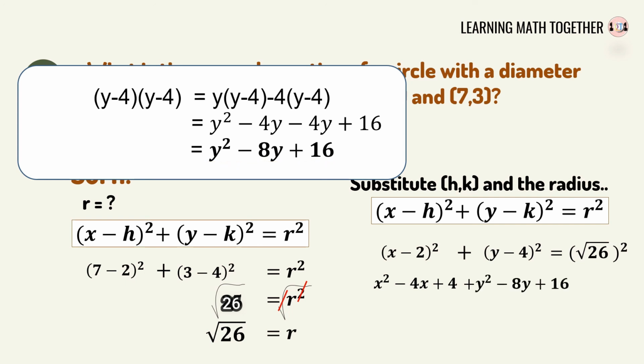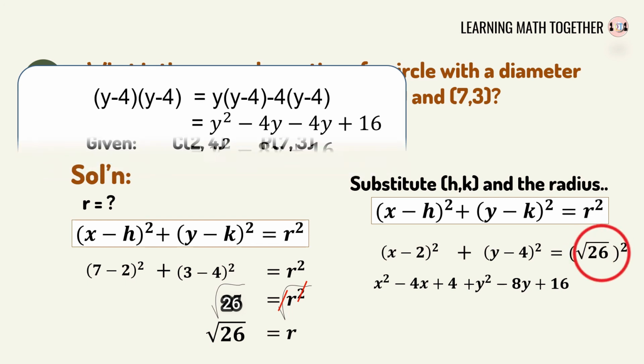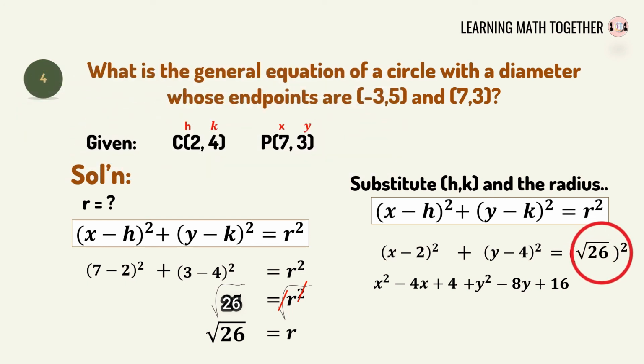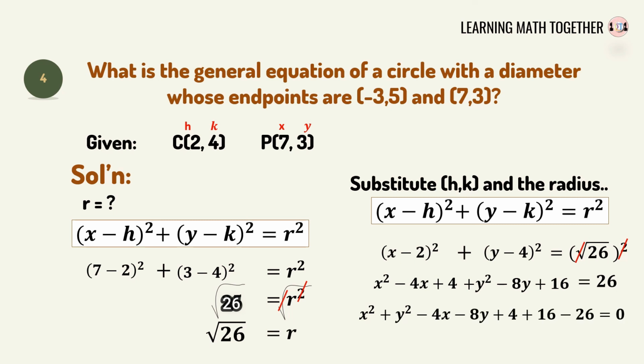Let's write it here. Let us simplify the right side of the equation. So if we have the square root of 26, squared, simply eliminate the radical sign and the exponent. So we have equals 26. And then let's combine them all by transposing positive 26 to the left side of the equation, and then also arranging them in order. So we have x squared plus y squared minus 4x minus 8y plus 4 plus 16, and then we have transposed 26 to the left side. So we have -26 equals 0.